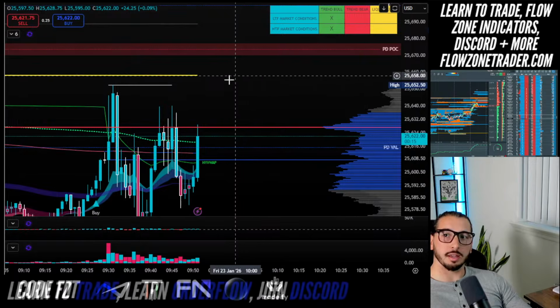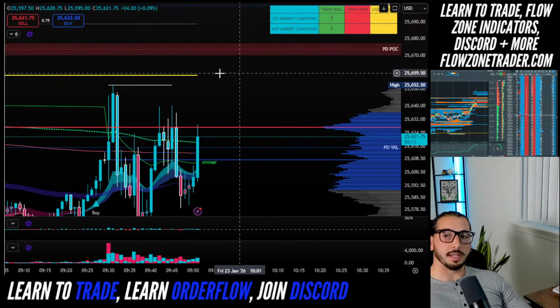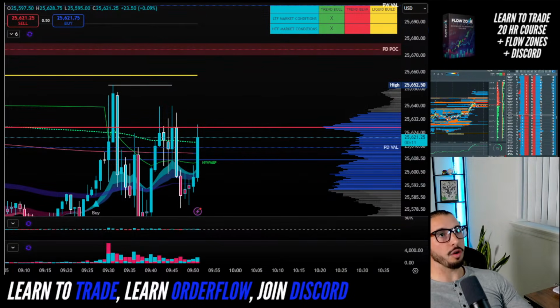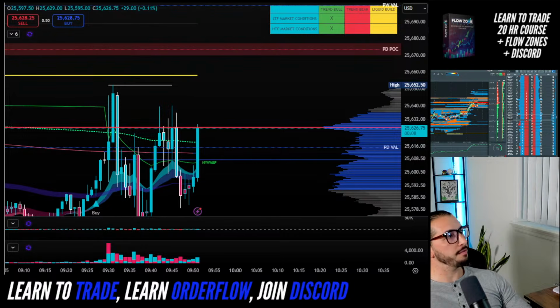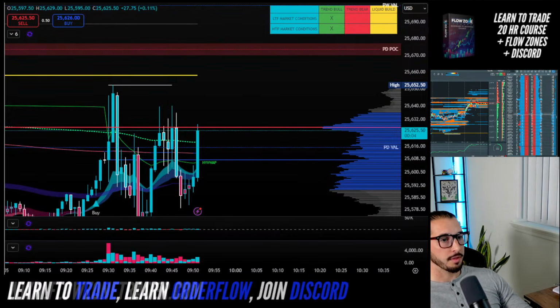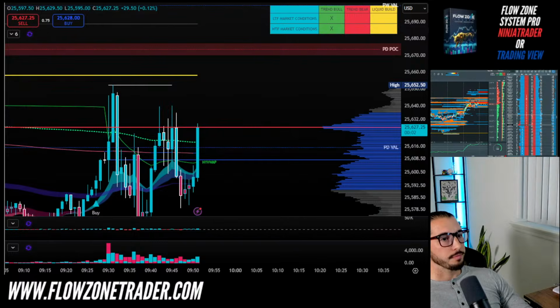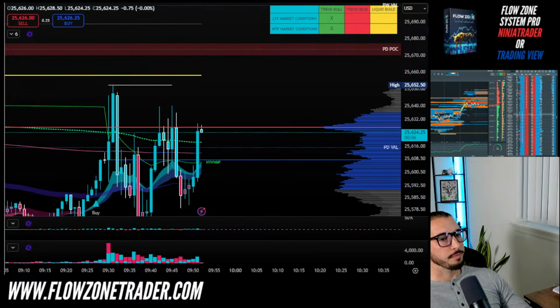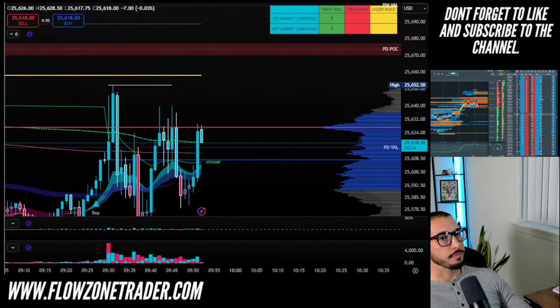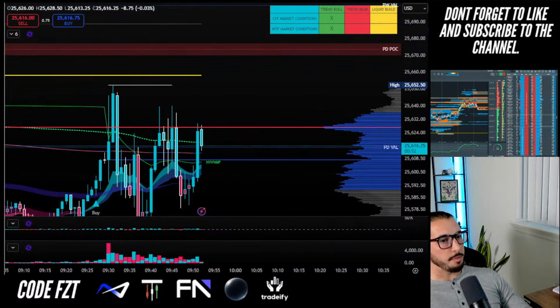And can they complete it to come and take out, or at least gap fill this? Probably not, because every time they've attempted it, they've failed. But who knows? Tesla suddenly found a bid out of nowhere. There you go, back down to value area low again.